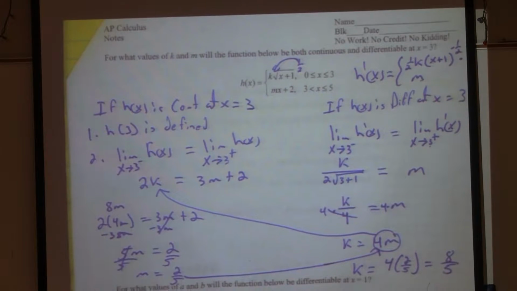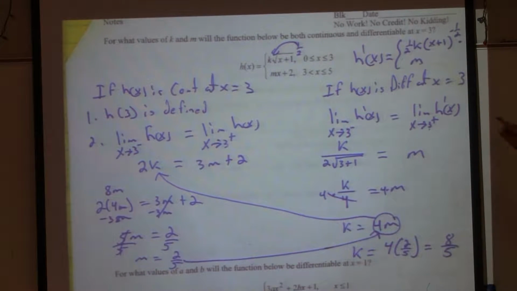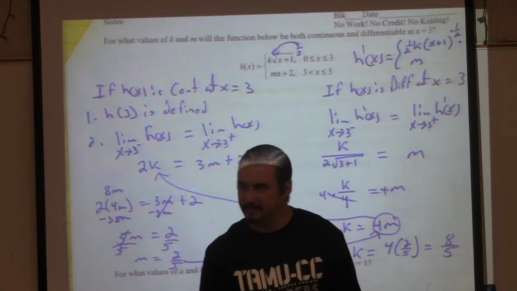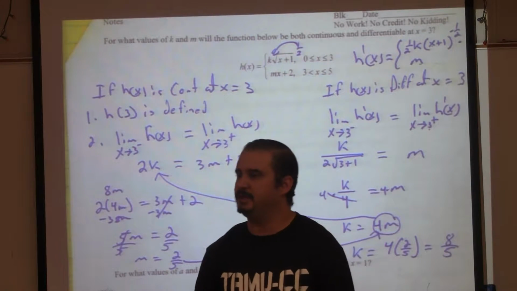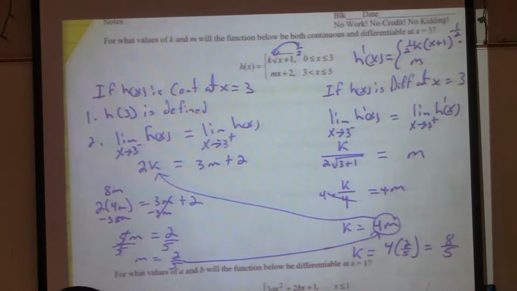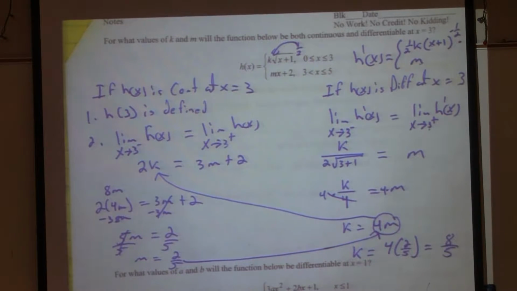8 over 5. So if I were to get those two numbers and plug them in up there and do this whole test again, it would work out. It would be differentiable and it would be continuous. Those are the specific numbers that I need to have to force it to be both. Understand? It's not too hard, right? The same idea, except now you're working with letters, right?